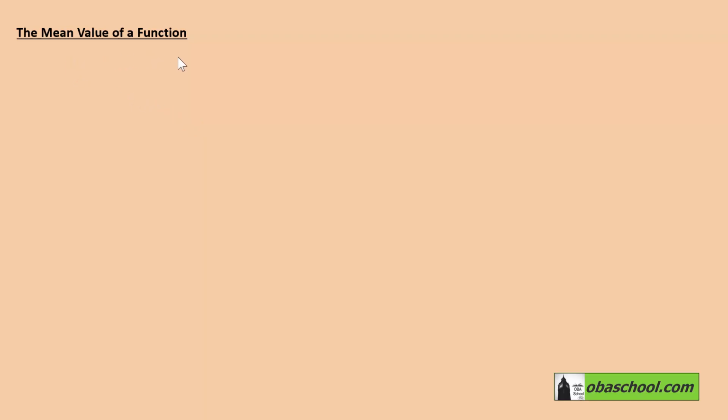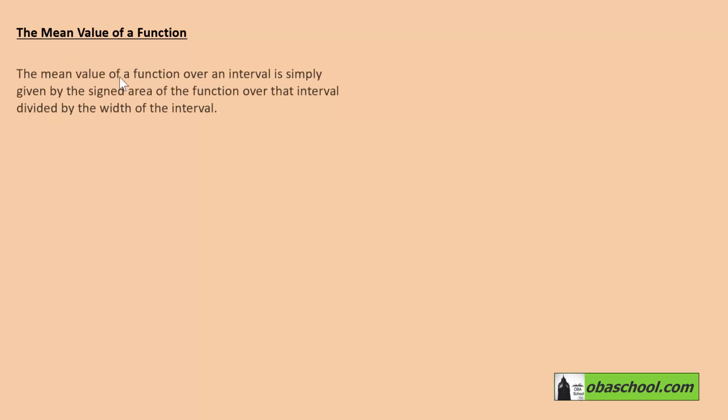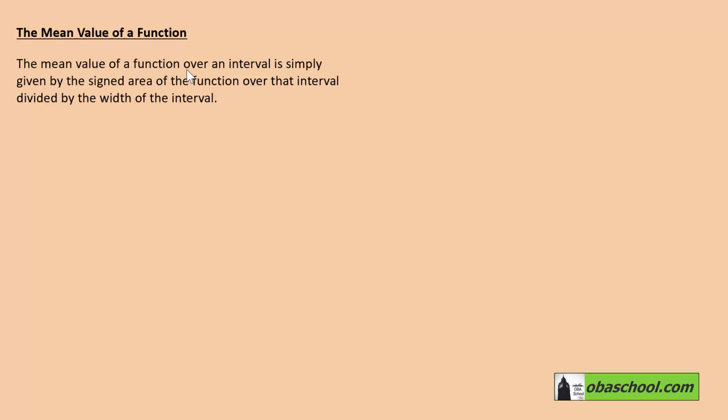The mean value of a function. The mean value of a function over an interval is simply given by the signed area, which means we do count areas below the axis as negative, of the function over that interval divided by the width of the interval.